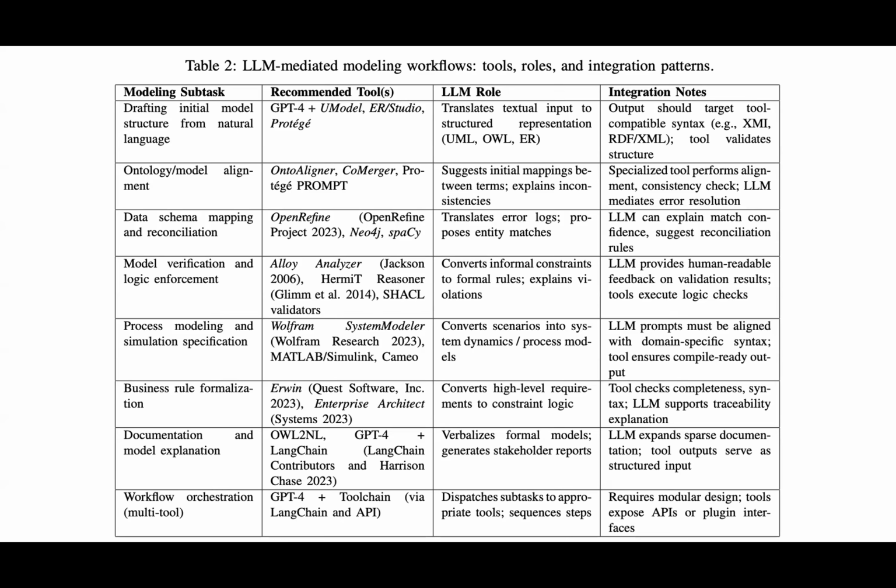So this is good. Now there are also recommended tools that they can use. Various companies can use LLMs as middleware to connect natural language prompting, people on the ground, customer service, chat, and then call the tool to help validate or verify. What's going on is converting high-level requirements into constraint logic for the tool. And the tool can check things like completeness and syntax. And then you can also use the LLMs for traceability.